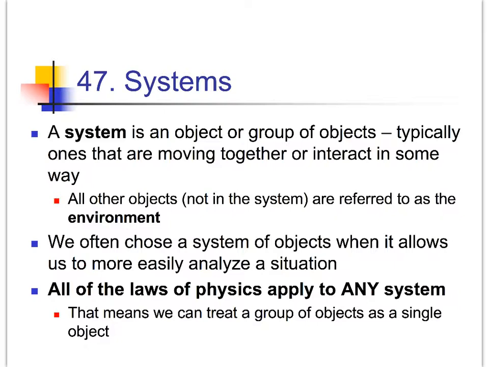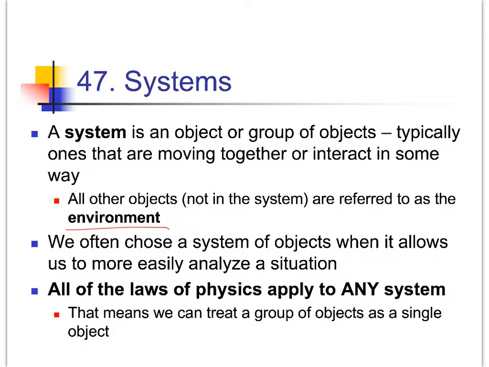We touched on this a little bit in the solution of the last problem, but another way we can think about these problems is by thinking about the idea of a system. So a system is an object or group of objects, typically situations where the objects are touching or interacting with each other in some way. Otherwise, this idea of a system doesn't really help us. And we're going to treat all those objects as a single system and basically treat them as a single object. And so we're going to distinguish between the objects that make up our system and everything else, which we're going to call the environment.